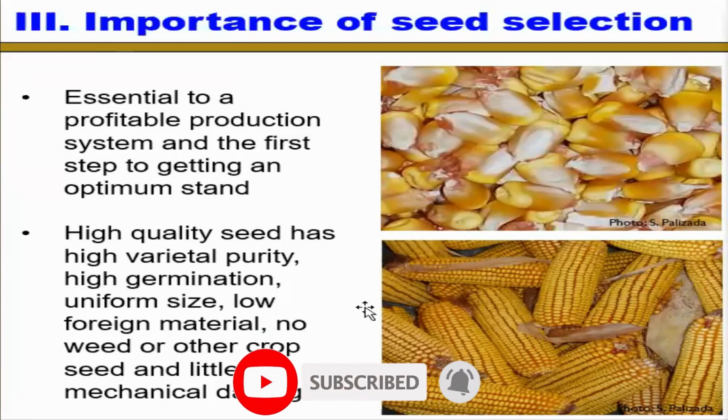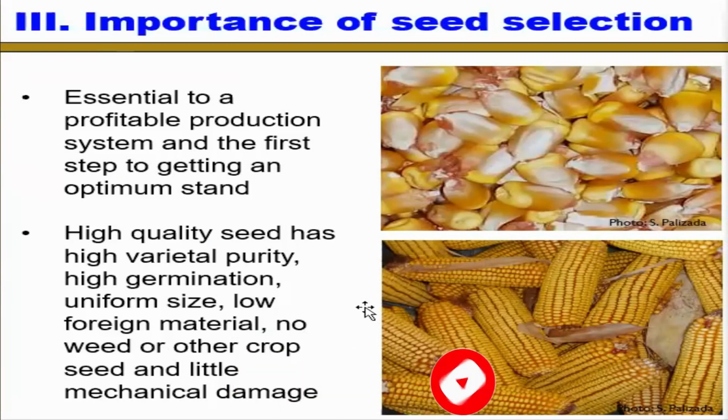One, it is essential to profitable production for the production system. It is the first step to getting the optimum stand. You should know the yield. Some varieties have 13 tons, 12 tons, depending on the NSIC registration or trials here in the Philippines. High quality seeds have high varietal purity, a high germination rate which is very important, uniform size, and low foreign materials, no weeds and other crop seeds, and little mechanical damage. That is one of the importance of seed selection.